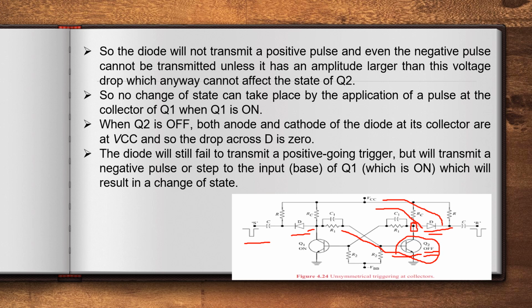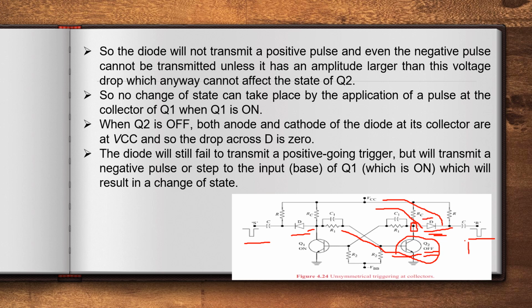So the drop across the diode is almost zero. Anode voltage is equivalent to cathode voltage, so there is no drop across the diode. So the diode will still fail to transmit. Suppose you apply a positive going pulse at this point, what happens? Cathode voltage increases, so it cannot transmit.